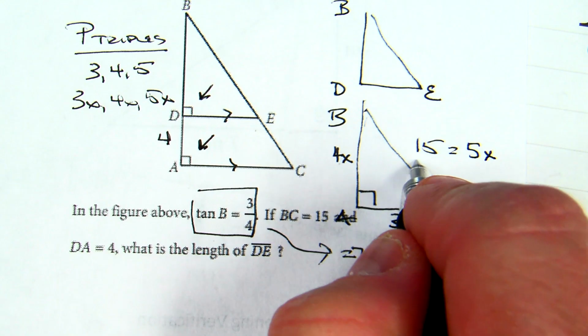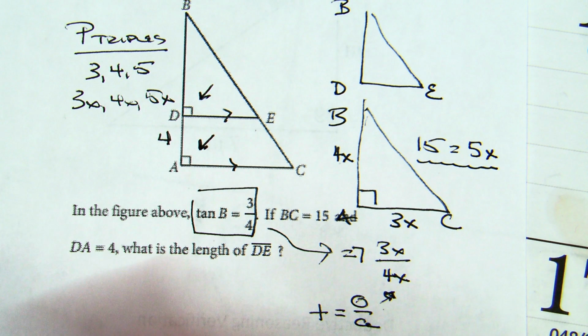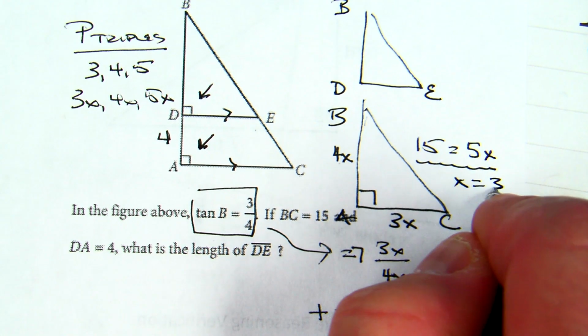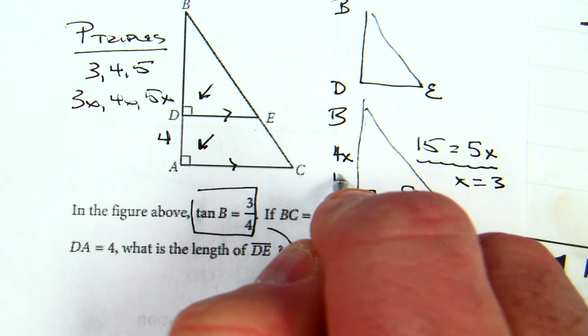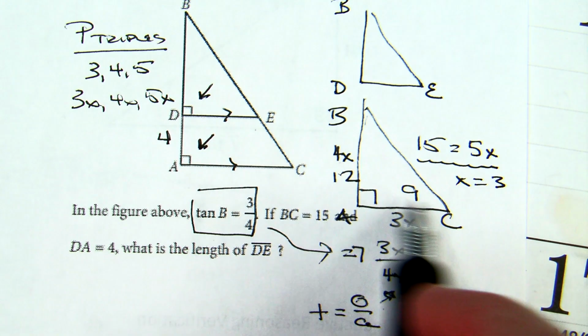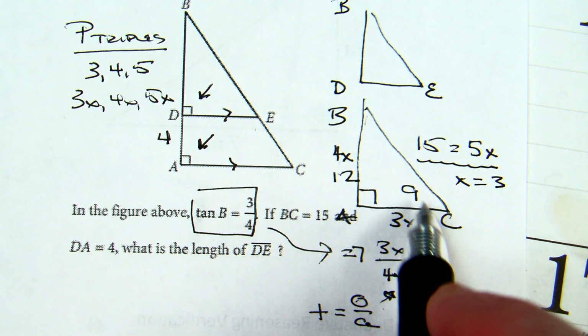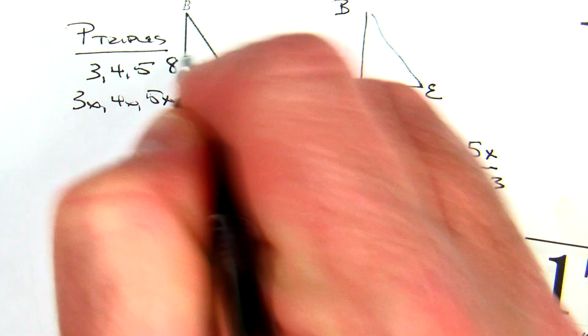Why is that important? Because it allows us to solve for x. 5x is equal to 15. That makes x equal to 3. Now I can go back, and that's 9, and that's 12. Keep in mind that's the big triangle, so this whole thing is 12. If that part is 4, then that's 8.